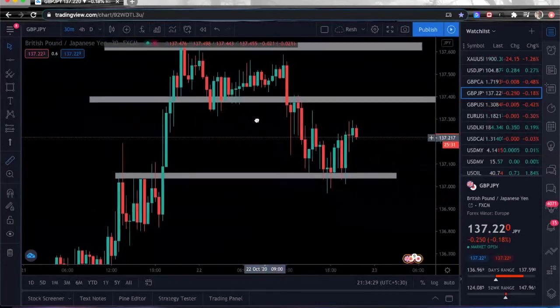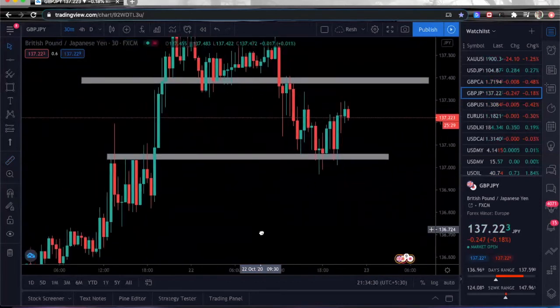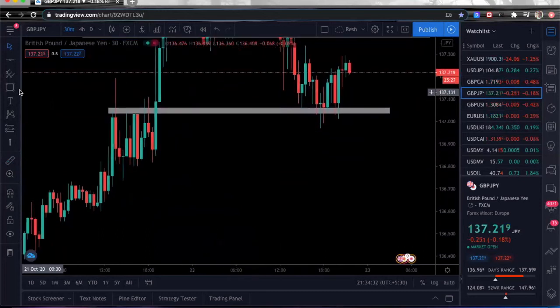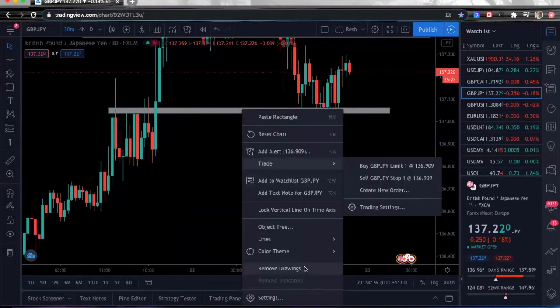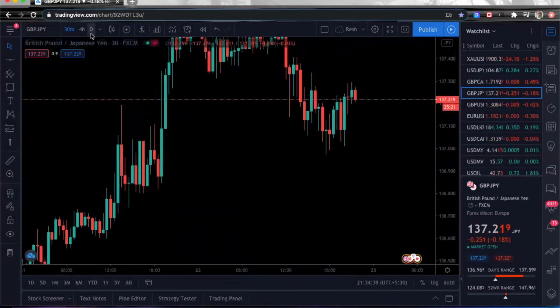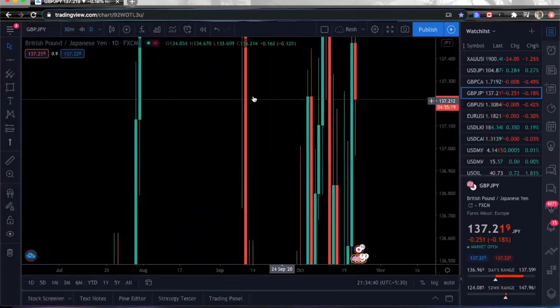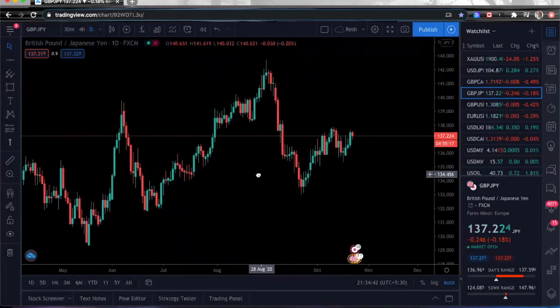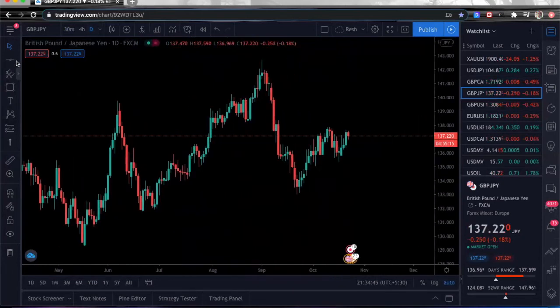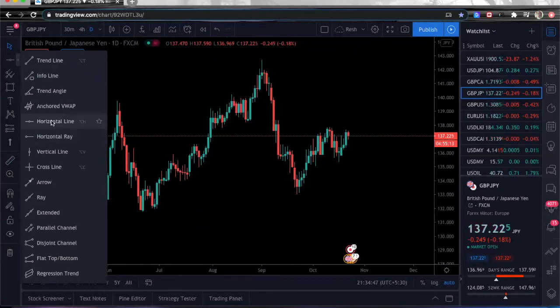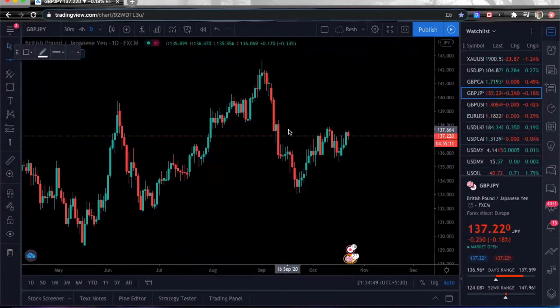But now we have to learn how to draw our support and resistance, right? So now we come back. Let's remove everything and start fresh. First, you go to the daily. Daily is very important. So you reset the chart and go to the daily. In the daily, take the horizontal line and see where the recent support and recent resistance are.